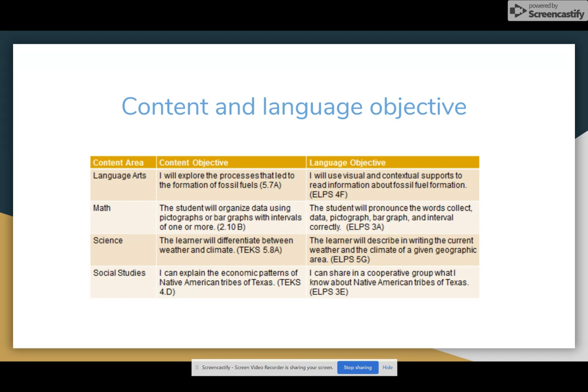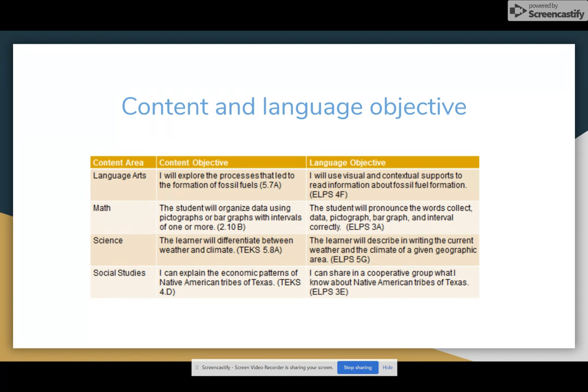So here are a little bit more examples of content and language objectives. These are elementary content and language objectives. For language arts, your content objective will look like: I will explore the process that led to the formation of fossil fuels. That'll be a 5.7A. The language objective for that will be: I will use visuals and contextual support to read information about fossil fuels. So you tell them how they're going to learn that process, through visuals and contextual support.